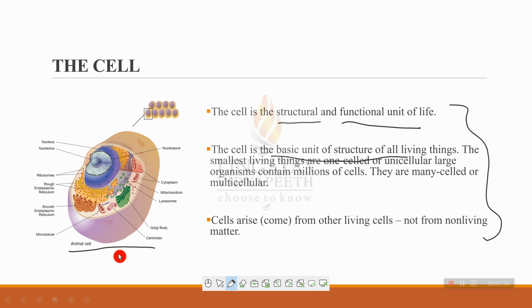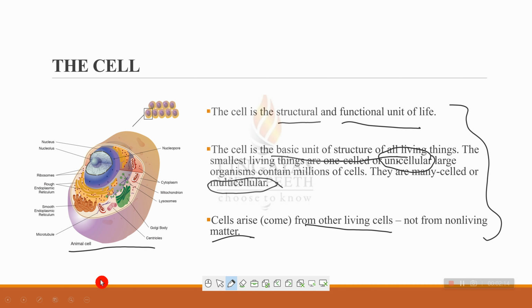Cell may be unicellular, meaning the cell is single. An organism may be unicellular, having a single cell, and may be multicellular also, meaning having multiple types of cells. Cells arise from other living cells, not from non-living matter. Here you can see the structure of animal cell, that it is a complex structure consisting of different parts.